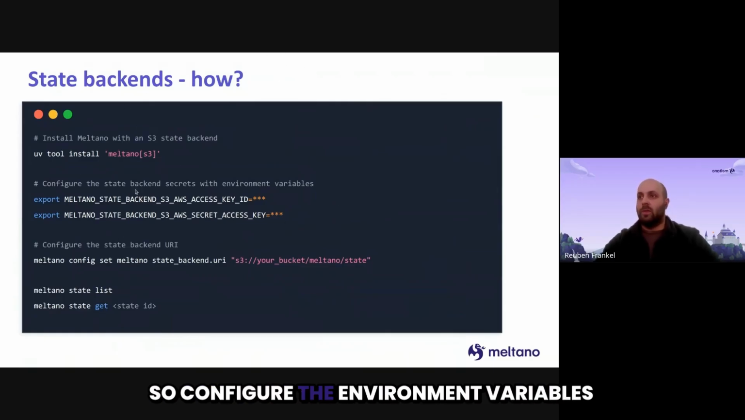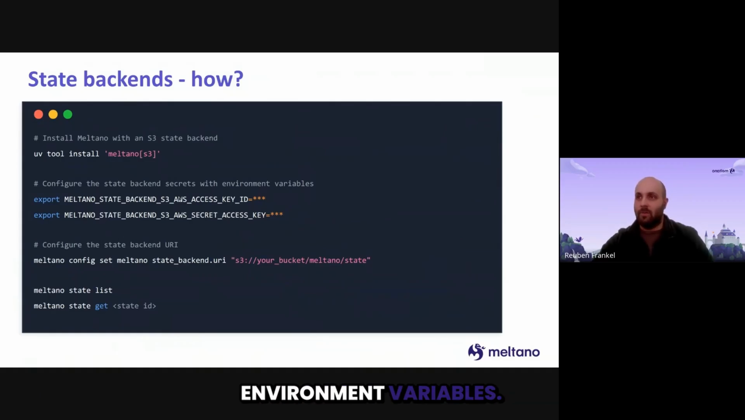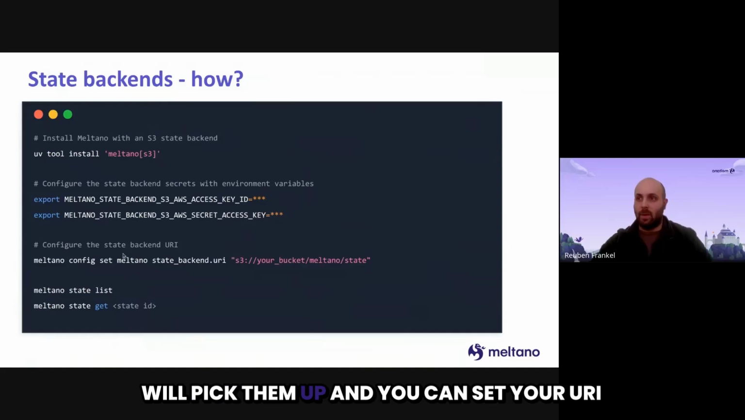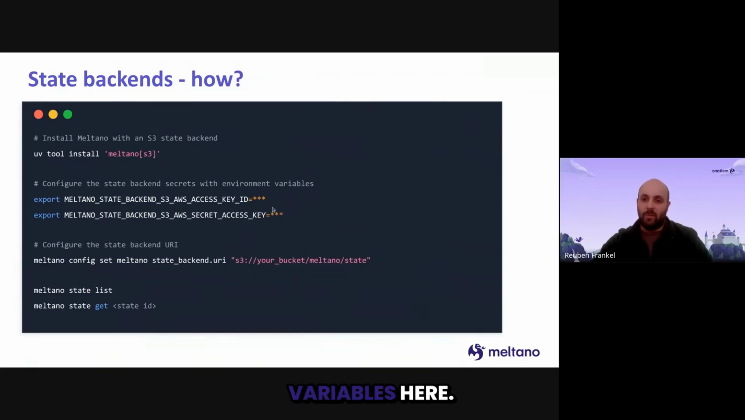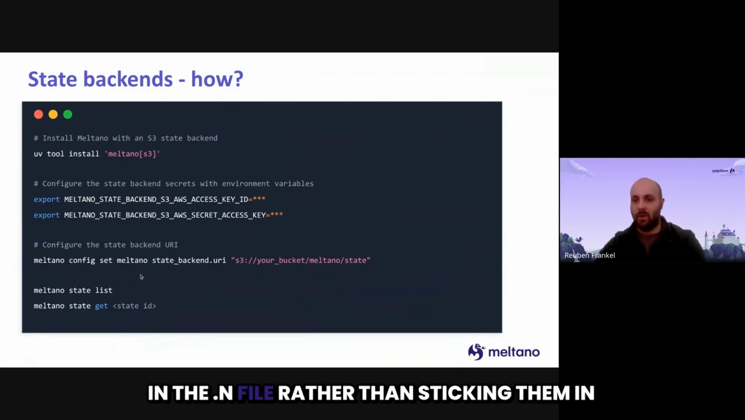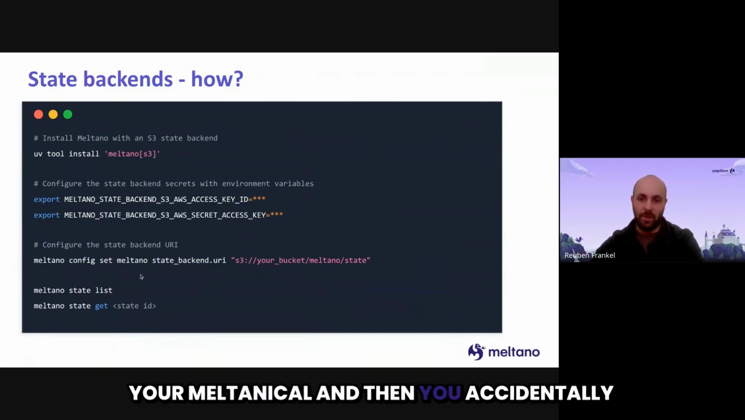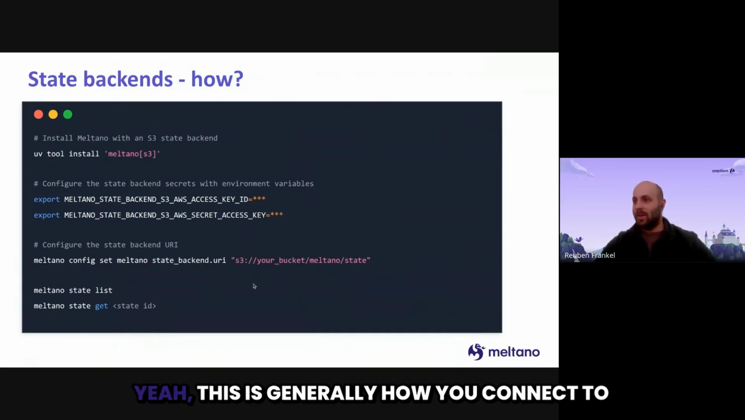So configure the environment variables here. A quick refresher on Meltano is that you can configure settings through environment variables. You can just export them and Meltano will pick them up, and then you can set your URI in a similar way. I actually think it's probably not necessary to set these as environment variables here. You could set them in a similar way down here, and because they're classed as sensitive settings, Meltano will intelligently put them in the .env file rather than sticking them in your Meltano YAML and then you accidentally committing them to source control and having a terrible time as a result. But yeah, this is generally how you connect to an S3 backend.